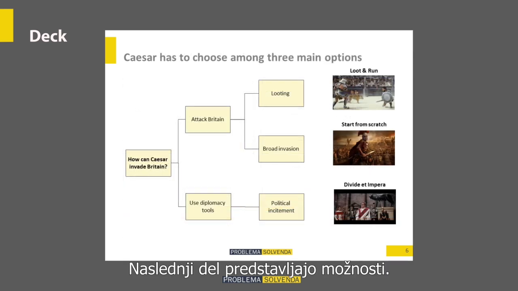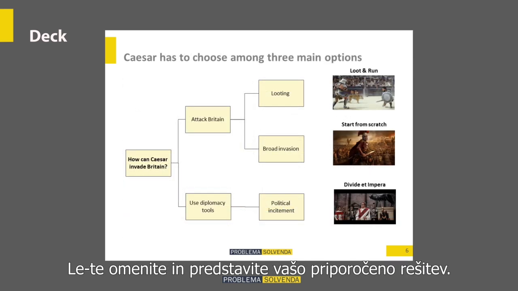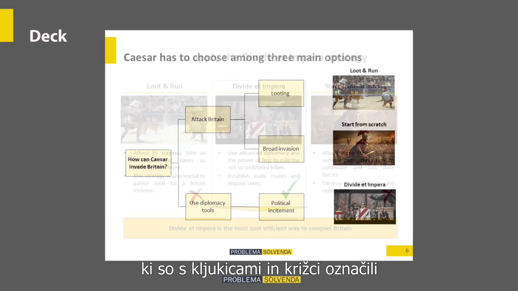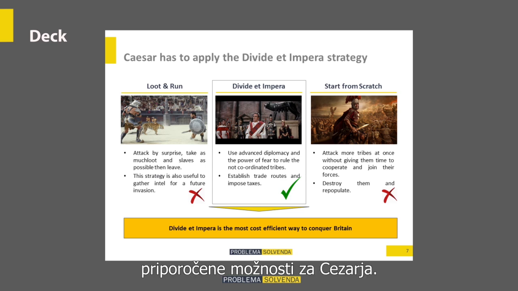The next part is the options. It includes showing the possible options and presenting your suggested recommendations. It is also important to show the criteria you used in the evaluation. Here you can see a sample solution from the winners of the previous international case study competition. They have marked with ticks and crosses which option is preferred as the best solution for Caesar.